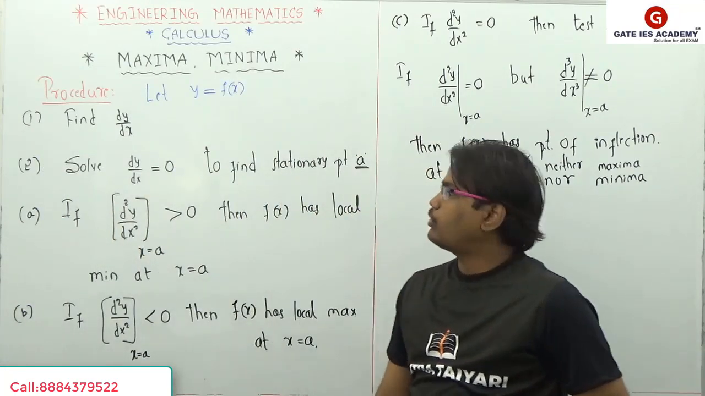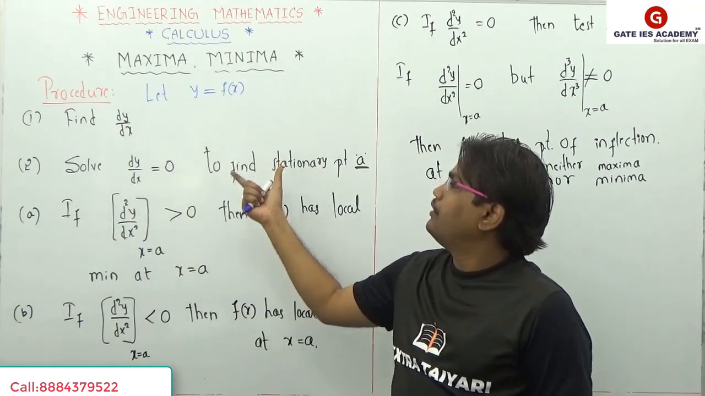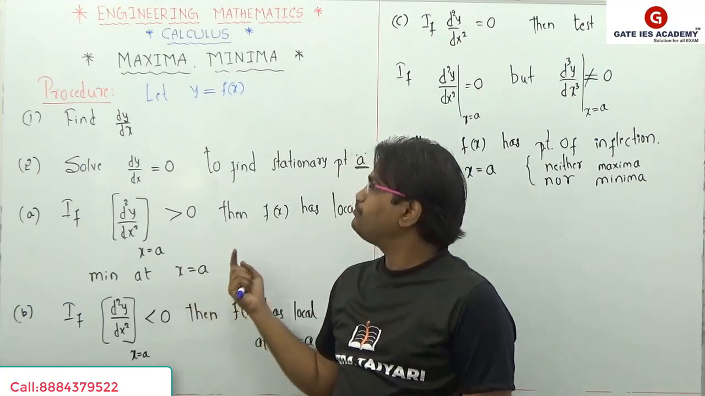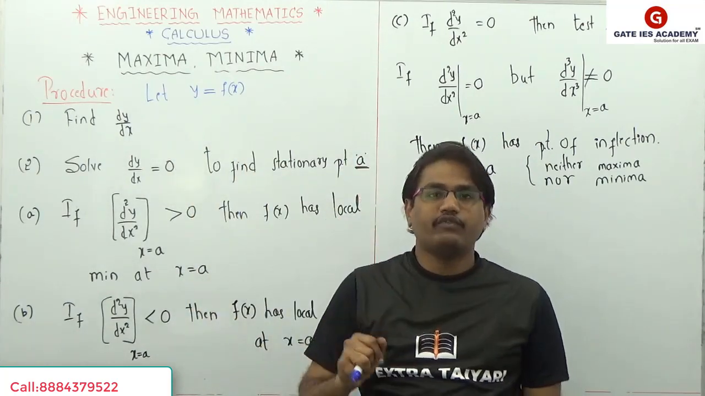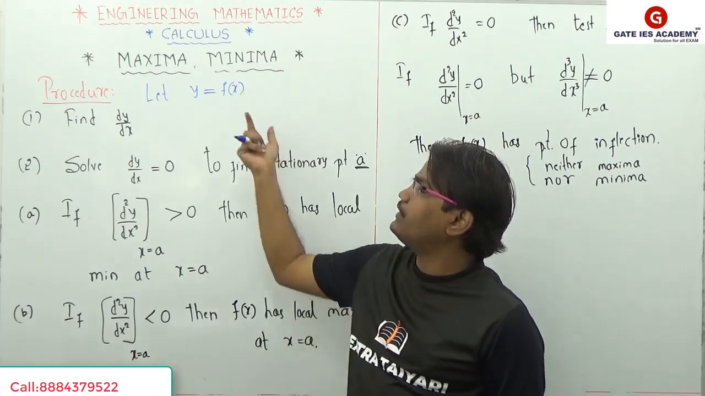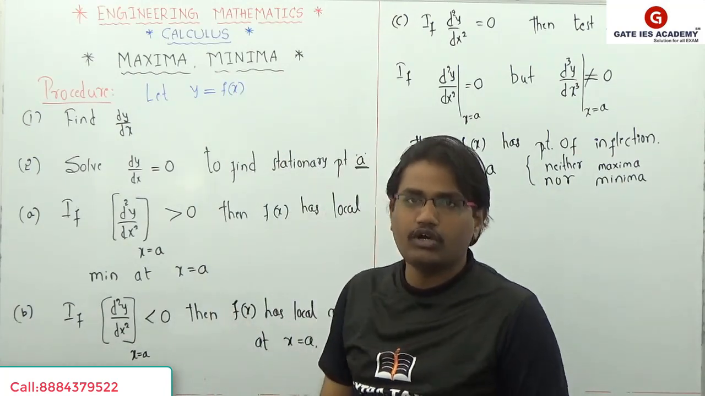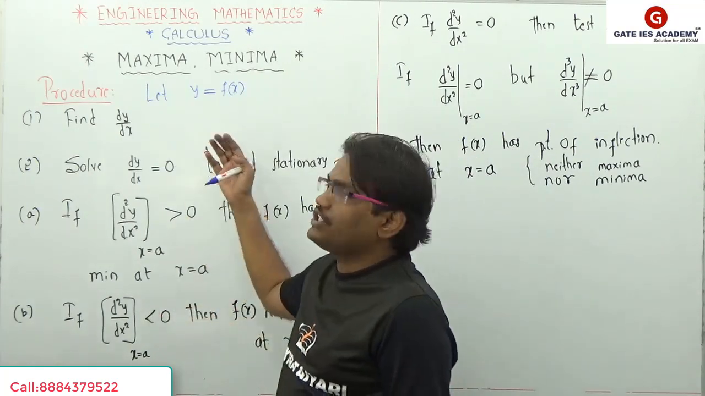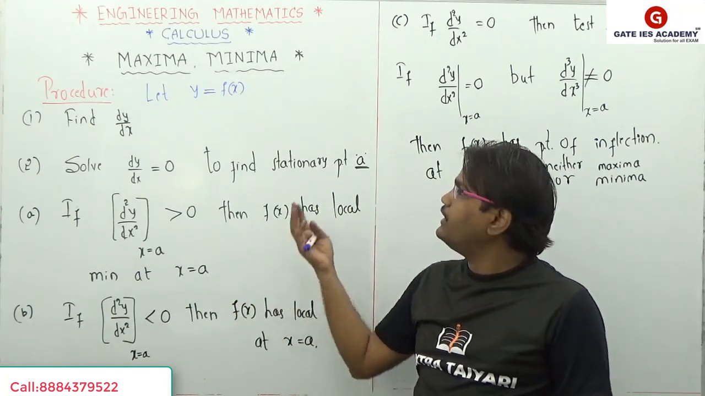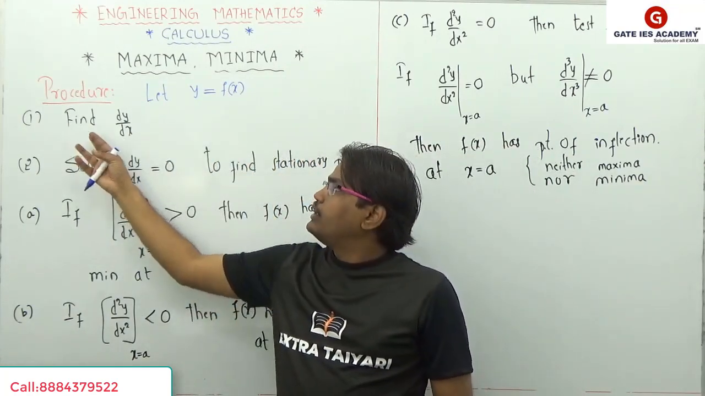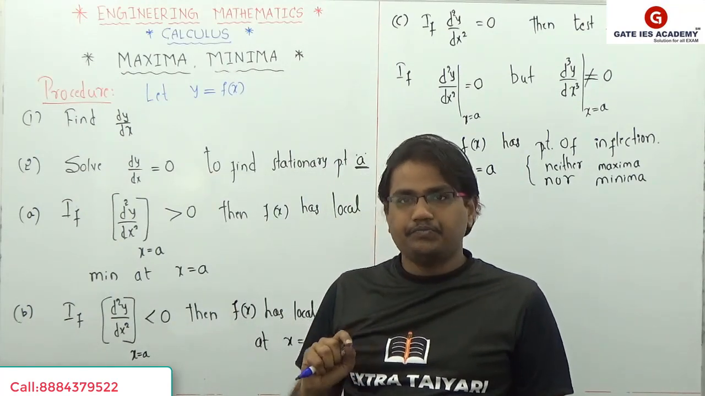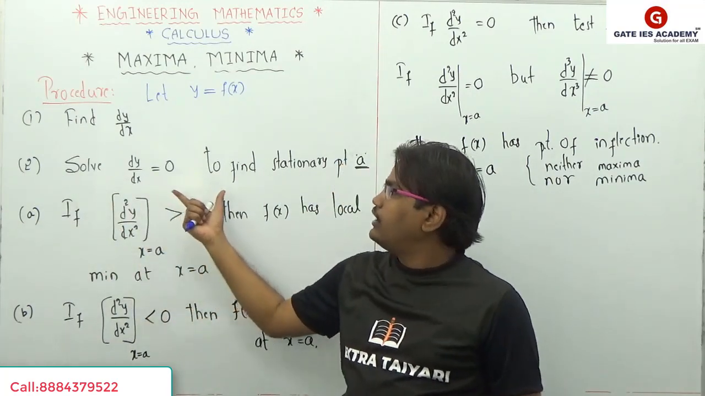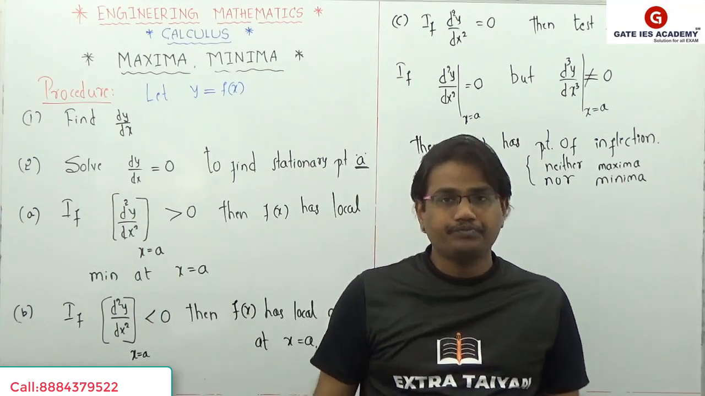So guys, here is the procedure to find the maxima and minima, that is, local maxima and local minima values. Let y equal to f of x be the given function. Any function is given, y equal to f of x. For example, y equal to x cube, or y equal to x square plus 2x plus c, or y equal to x raised to 5, or sin x cos x, whatever it is. First find dy by dx, the differentiation of the function. Now what you need to do? Equate that dy by dx equal to 0.